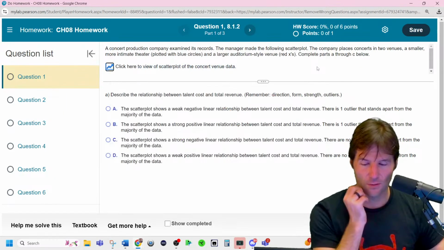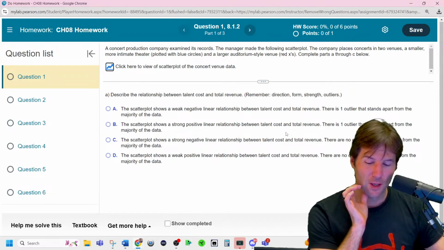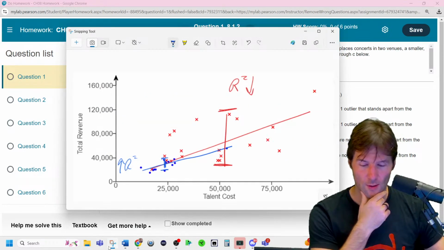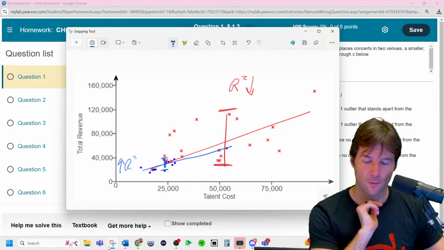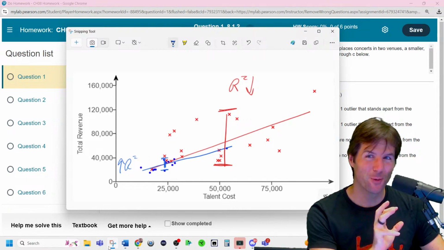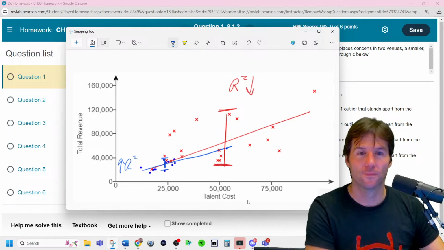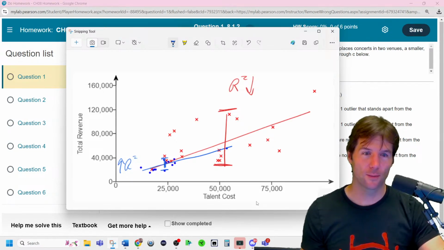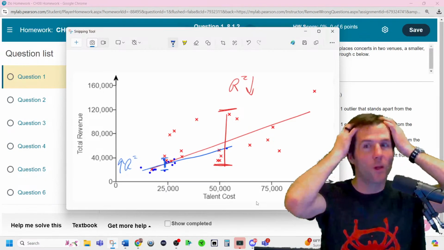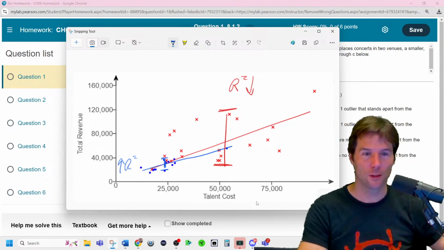So they're going to ask us the following. Describe the relationship. Do you think these are weak or strong? So go in one direction. Do you think they're weak or strong? What do you think?